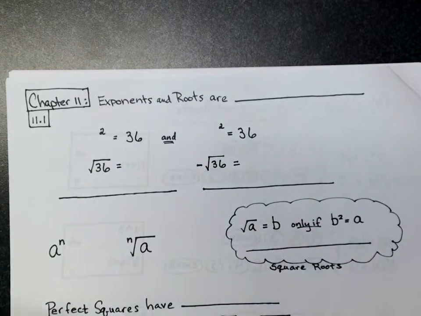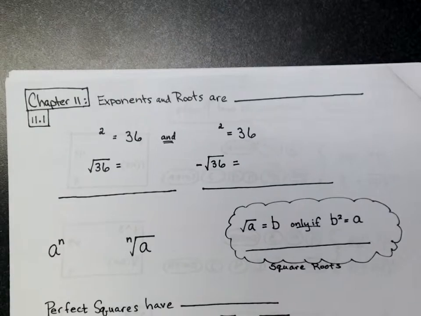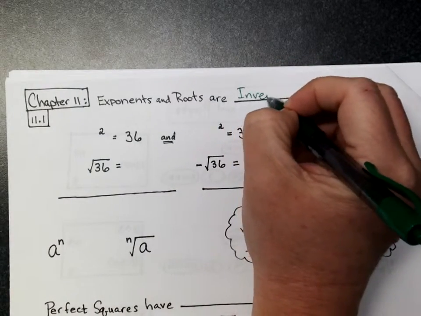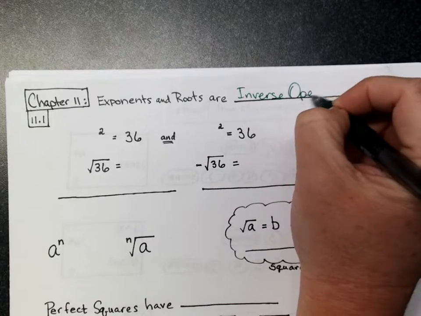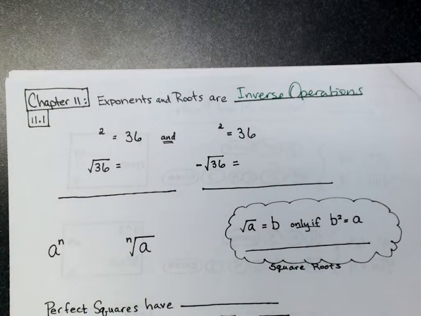All right, so chapter 11, it's all about roots: square roots, cube roots, and higher roots, what we refer to as nth roots, n meaning any number higher than 2 or 3. As already pointed out in our little exponent review, exponents and roots are what's called inverse operations. They're opposites. They reverse each other.